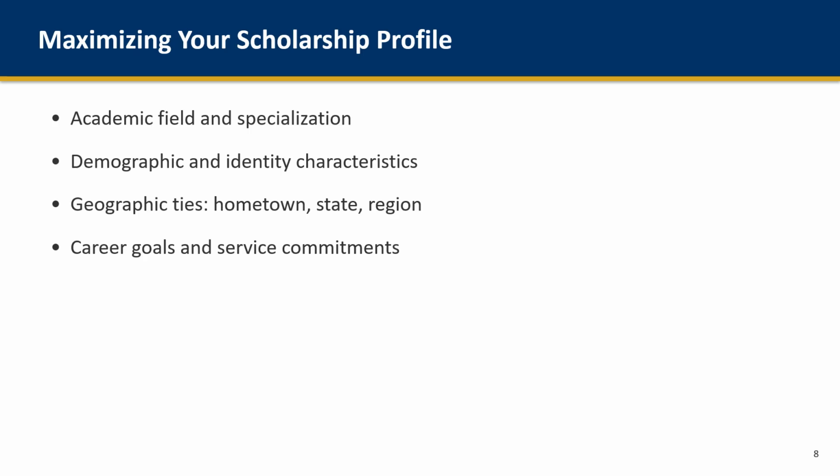Demographic and identity characteristics open many doors. Ethnicity, gender, first-generation status, disability, veteran status, religious affiliation, and many other characteristics have associated scholarship programs. Don't overlook any aspect of your identity that might connect you to funding.